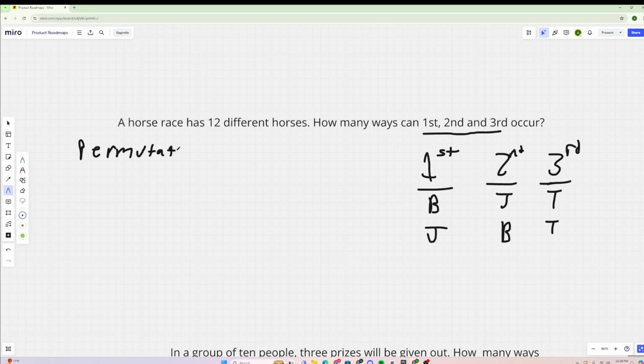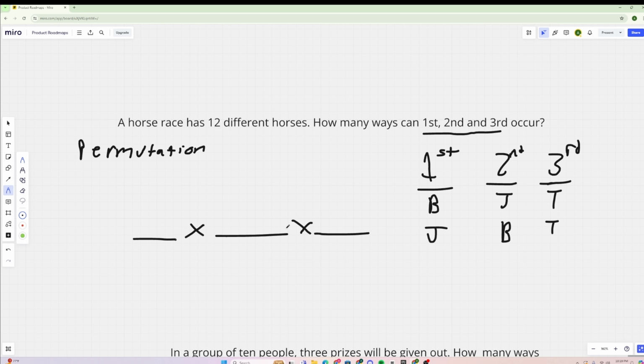There's a permutation formula, and you'll learn that in the next video. But for permutations especially, I like to show how to write each thing out, and it makes my life easier. So it says a horse race has 12 different horses. How many ways can first, second, third occur?